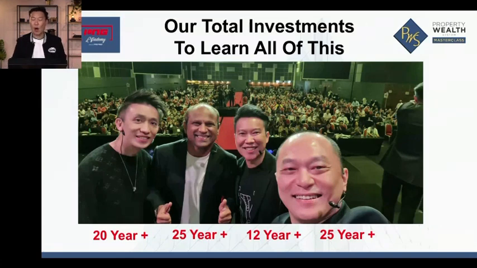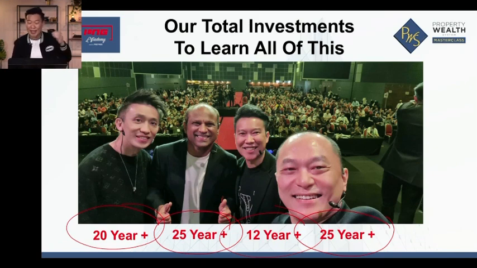What we learn, our total investment to learn all of this: Kelvin spent over 20 years, Ismail over 25 years, Yonghok over 25 years, and I spent over 13 years. It took us 10 to 25 years individually, through trial and error, to be able to build our wealth with property. In fact, many of us were previously full-time civil servants. Ismail was in the army as a lieutenant colonel, Kelvin was in the Air Force and I was in the Navy.